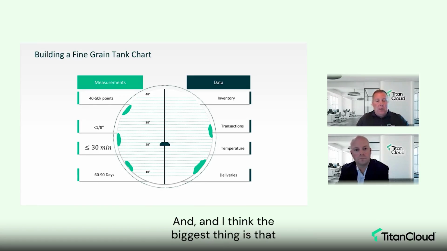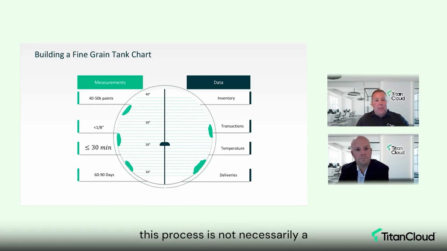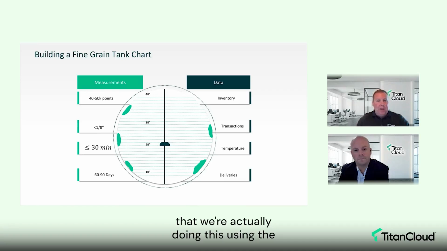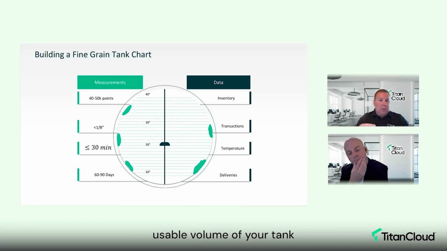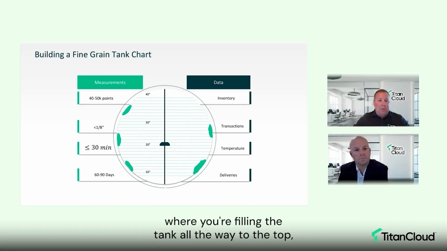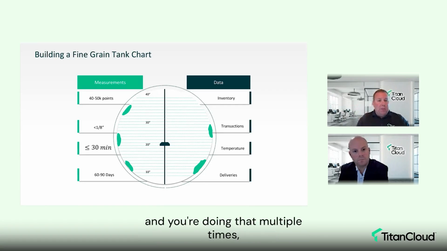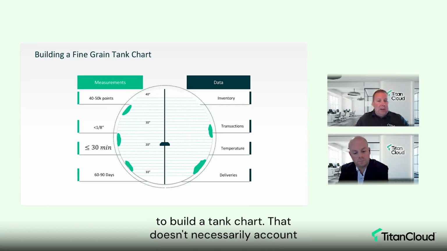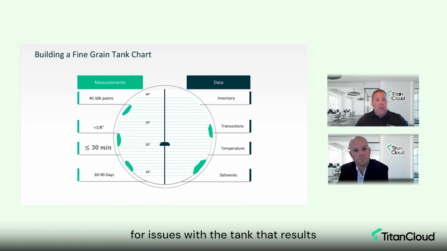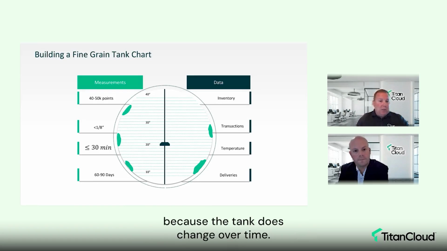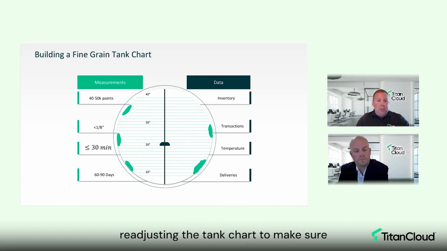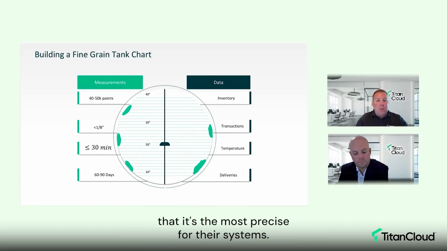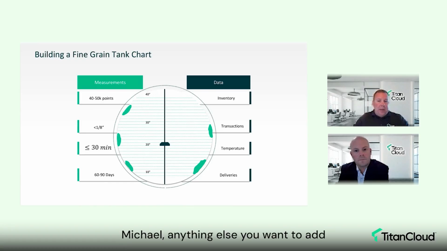And I think the biggest thing is that this process is not necessarily a one-time process, right? We're actually doing this using the usable volume of your tank. We're not requiring you, like in historical strapping, where you're filling the tank all the way to the top, selling it all the way down, and doing that multiple times to build a tank chart. That doesn't necessarily account for issues with the tank that result after that strapping's done, right? Because that tank does change over time. That delamination that we saw in that photograph earlier didn't happen all at once. It was a gradual process. So we're constantly restrapping, constantly readjusting the tank chart to make sure that it's the most precise for those systems. Michael, anything else you want to add on this one before we jump forward?